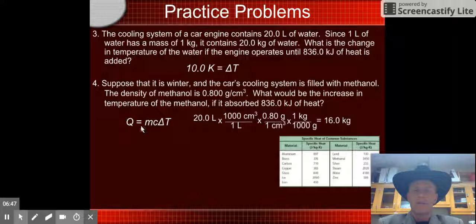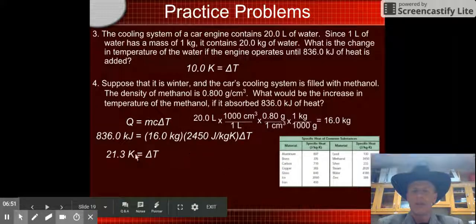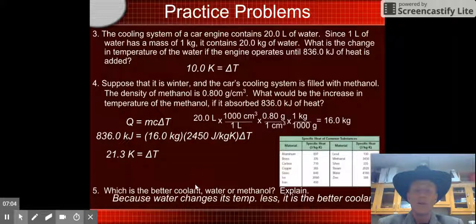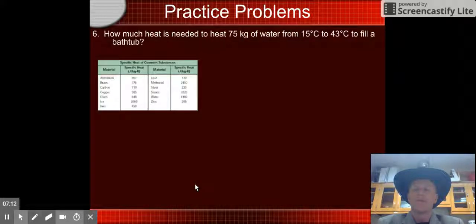So we got the mass, we got the Q, and we know the C is 2450. So throw the numbers in there and divide. 21.3, just as I expected. The methanol is going to heat up a lot more. So which is the better coolant, water or methanol? Well, of course, water, but we can't use water in our radiators in the winter. Remember, water expands when it freezes, breaking apart your radiator.